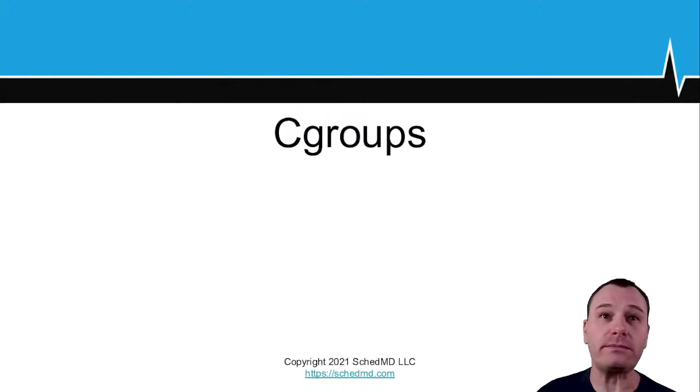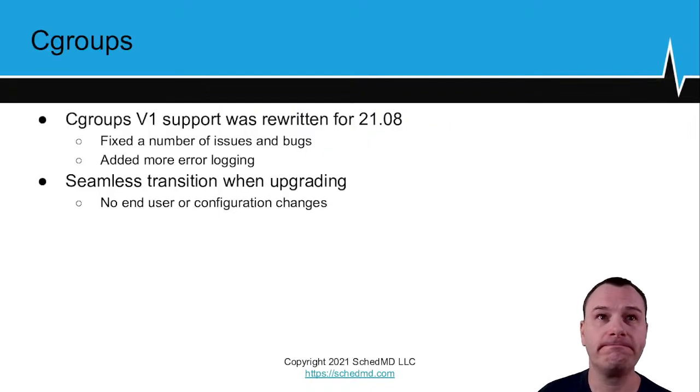Moving on to cgroups. We'll cover some brief information here. This section mostly relates to recent changes. As of 21.08, cgroup v1 has been rewritten. With this rewrite, we have fixed a number of issues and bugs and added better error logging. The benefit with these changes is a seamless transition when upgrading. There are no special considerations or config options here. The end user should not notice this change at all.